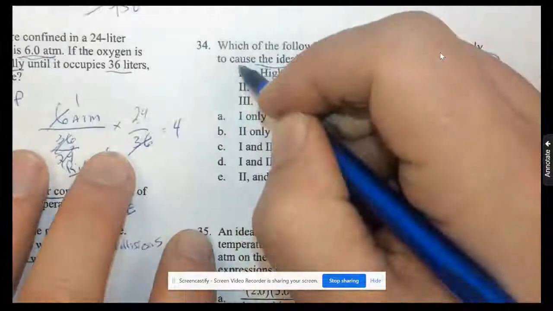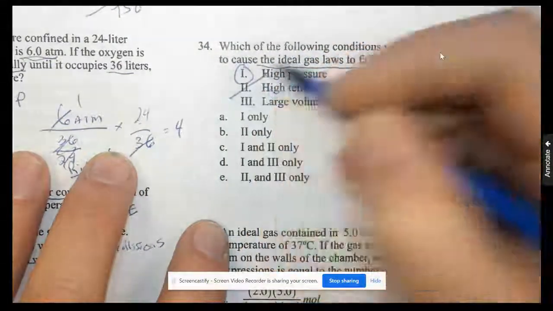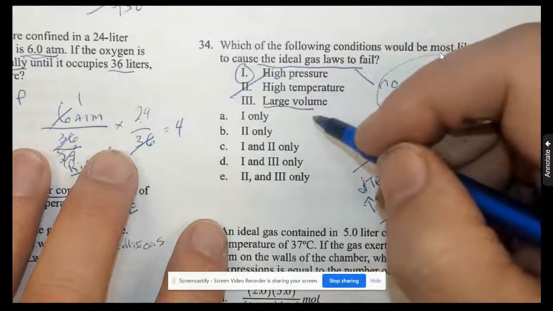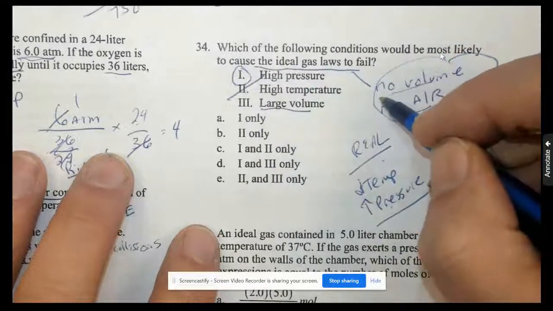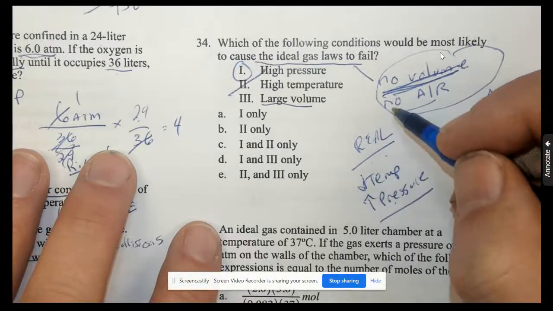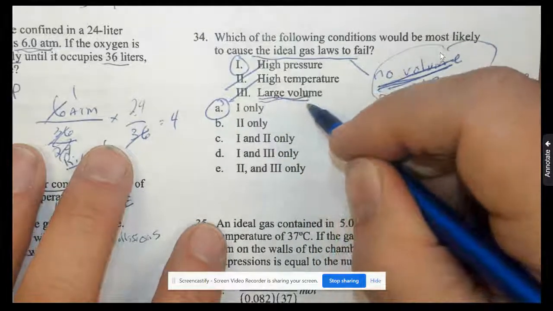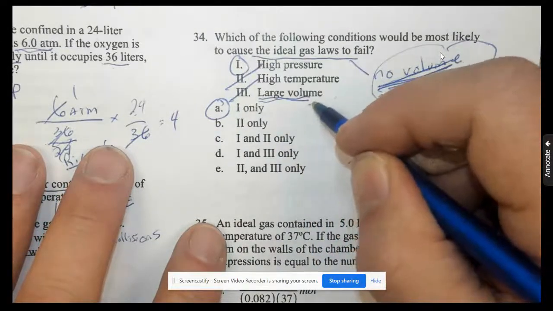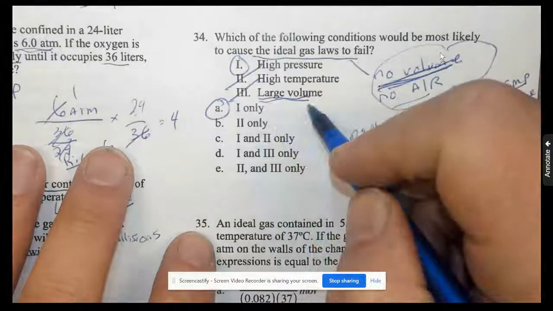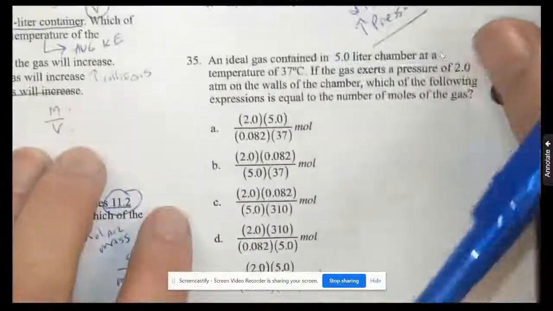So high pressure we would want, high temperature we wouldn't, large volume would allow the gas molecules to essentially have a negligible amount of that space that they're taking up. So I'm going to say 1 only. Now, if they're saying the large volume of the container compared to the size of the gas, that's how I'm taking it. But if it's a large volume of the gas itself, then you would pick these two, but they should really specify that.